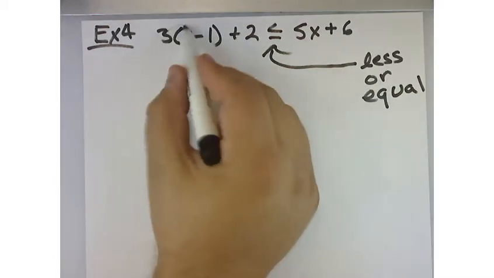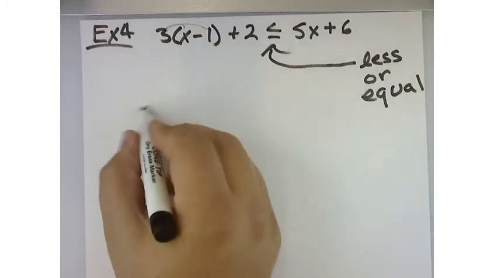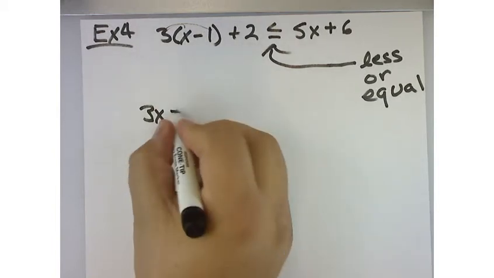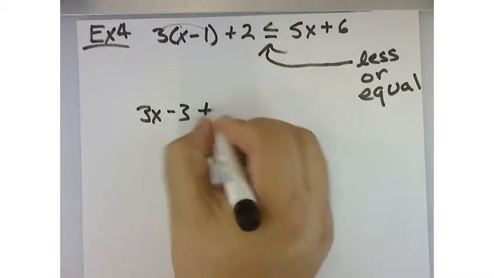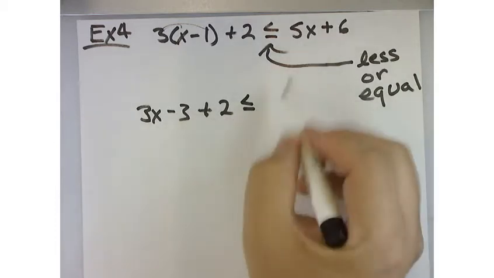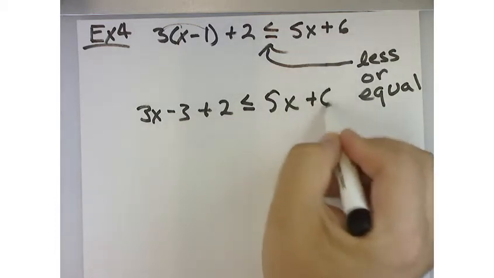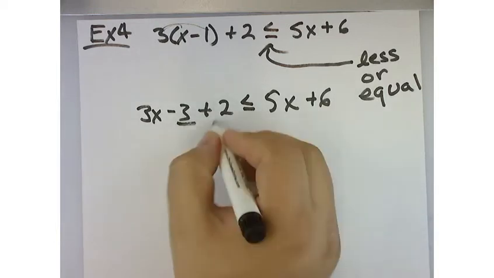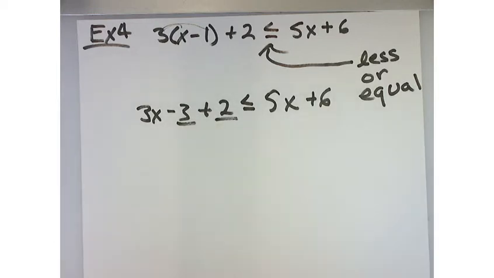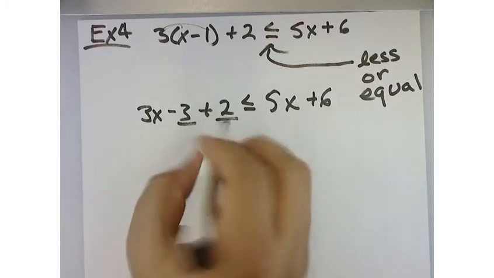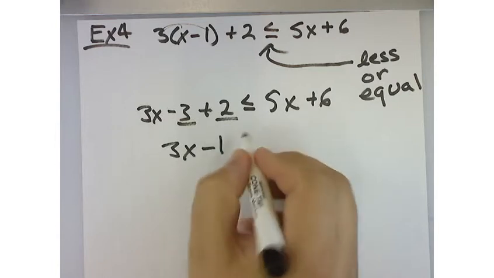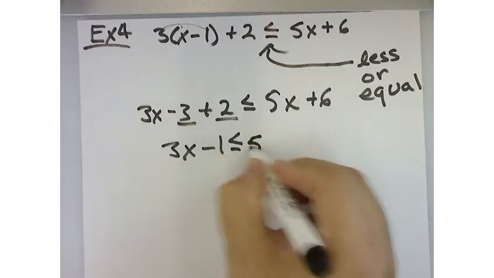I'm going to distribute the 3 through the parentheses first. Positive 3 times x is a positive 3x. Positive 3 times negative 1 is a negative 3. The plus 2 doesn't do anything but hang out for a while. And then I've got 5x plus 6 over here. Alright. So now I want to add up and combine like terms. So negative 3 is a number, 2 is a number, so they're going to be best friends forever. And so we add them up and they become what? Negative 1. And 3x kind of stays by itself, so it's 3x minus 1 is less than or equal to 5x plus 6.